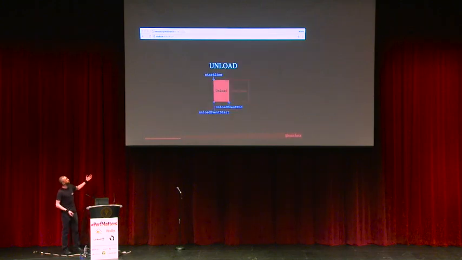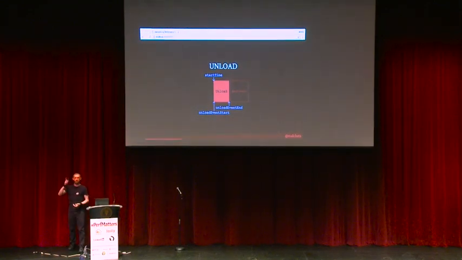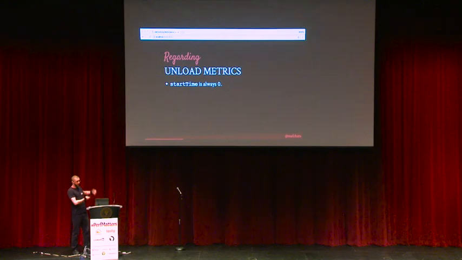But unload metrics are pretty simple. We have start time, which is not necessarily part of the unload phase itself. It's actually the beginning of the entire navigation timing phase, and it's always 0, because if you're measuring time, you've got to start from 0. The two events here that are of importance are unload event start and unload event end, and they are pretty much what you would think. Unload event start is when the unload event starts, and I will leave you to figure out what happens on unload event end. Regarding these metrics, as I said, start time is always 0, so that makes sense.